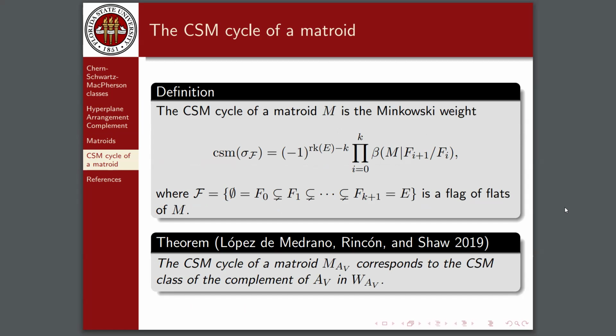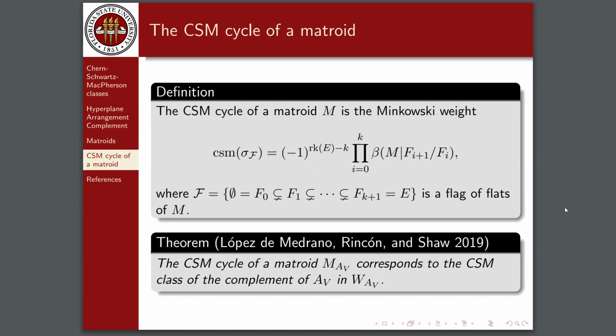It doesn't know about this functor of constructible functions. It just looks at the information of the matroid and spits out which class, as a Minkowski weight, it should be. And then there are different ways of translating the information of a Minkowski weight into the information of an element of the Chow group of the wonderful model. And in the same paper, they show that under this equivalence of groups, the CSM cycle of a matroid, when this matroid is realizable by a hyperplane arrangement, corresponds to the CSM class of the hyperplane arrangement, or sorry, the complement of the hyperplane arrangement in its wonderful model, of course.